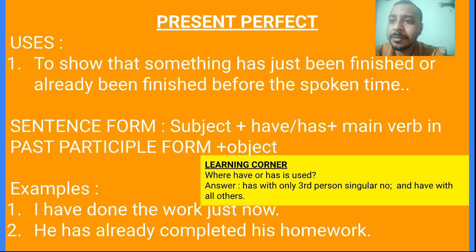Okay, now see the examples. I have done the work just now, or he has already completed his homework. These are examples of present perfect tense. Now there is a learning corner. See the question where have or has is used. I know that you are confused with using these two words. So has is used only with third person singular number, and you know third person singular numbers in simple present tense you have already learned. So with only third person singular number you should use has, and have with all others, okay. So this is present perfect tense.